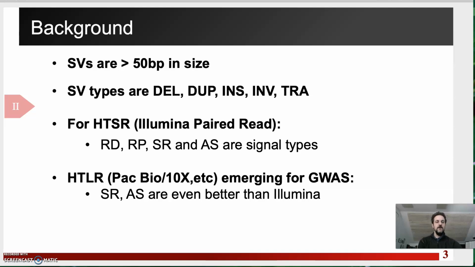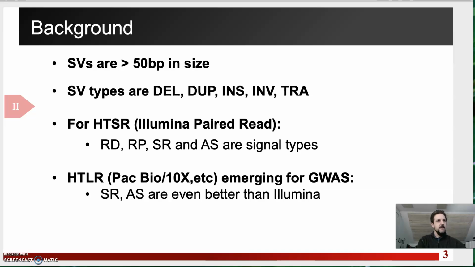Structural variants are the larger variants, so they're typically larger than 50 base pairs, and they have specific subtypes like deletion, duplication, insertion, inversion, and translocation. For the short reads, the Illumina paired reads, there's four main signal types, which are the read depth, read pair, split read, and assembly. And for emerging long reads, which are typically greater than 4,000 base pairs, the split reads and assembly reads are the typical signals.